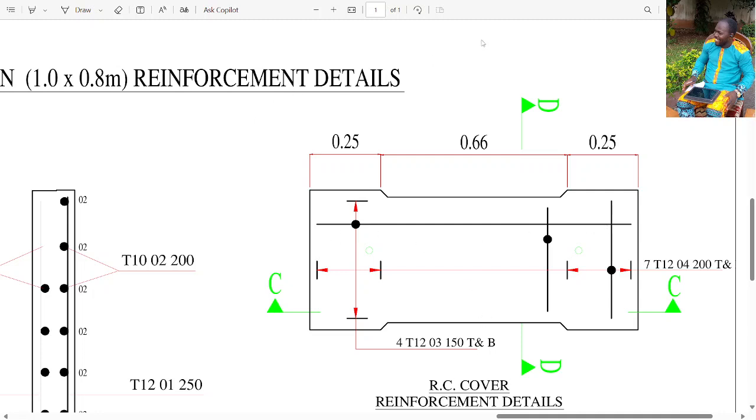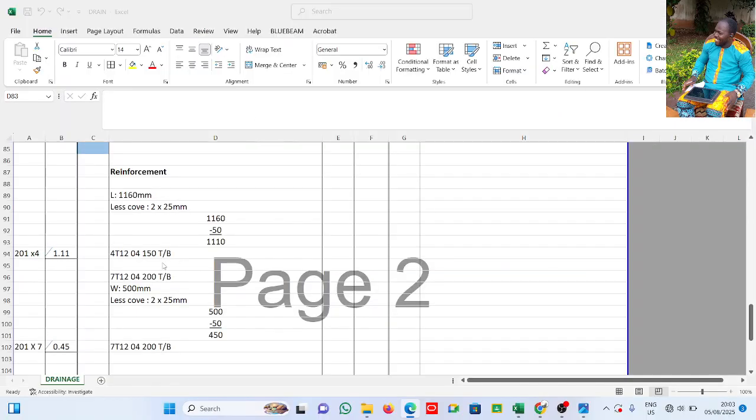Alright, so let's quickly go back to our measurement and sort that out. So this is what we have: 4012 04 150 top and bottom, right? It is 1.11.